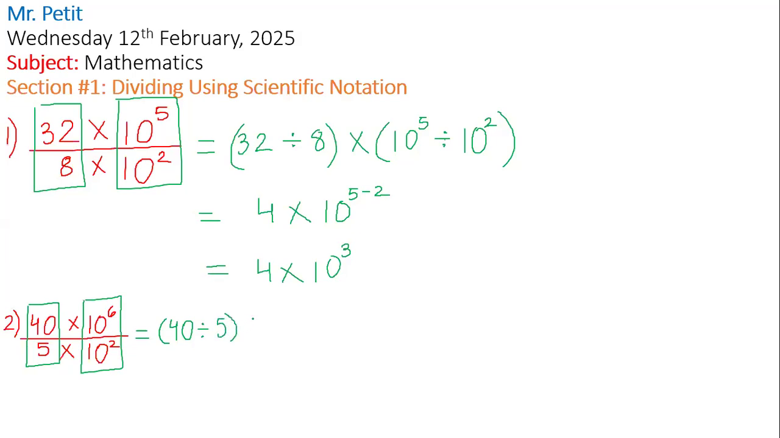Close bracket multiplied by 10 to the 6, divided by what? 10 to the power of 2. Very good. At this point, what do we do?